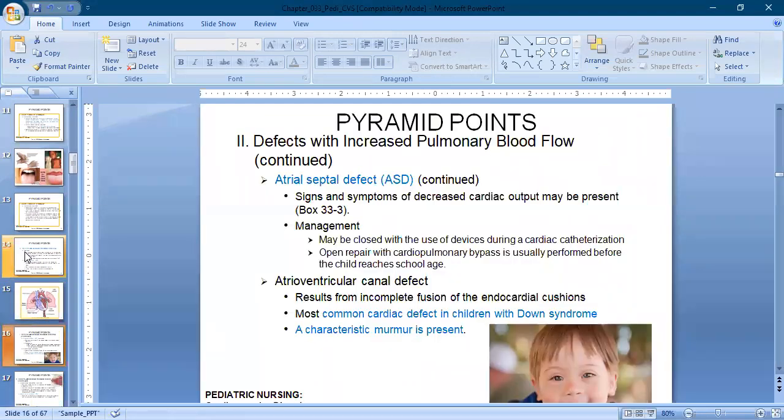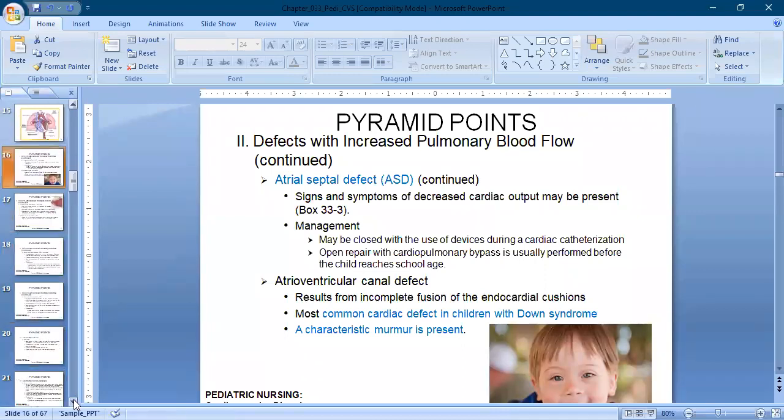So what next? Next here, atrial septal defect sign and symptom: decreased cardiac output, right? As I told you, we can get the abnormal murmur, and this is called loud heart murmur, right? The management may be closure with the use of a device during cardiac catheterization, right?